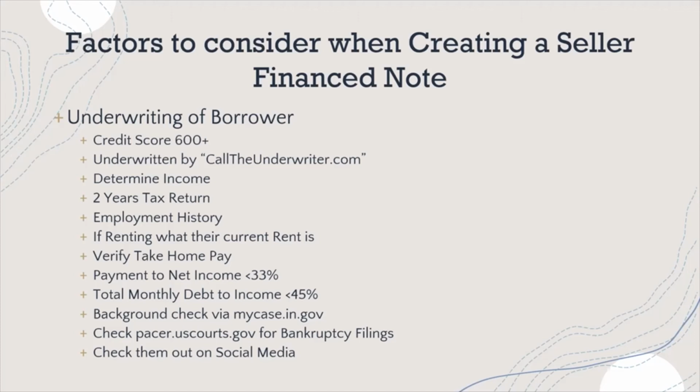1099 is fine. If they're a 1099 worker, that's fine. You just got to make sure that you get a 1099 from the last 2 previous years. All right. If they're paid in cash, not going to work. Okay. You've got to get some type of documentation of their income. So that's what you've got to do.